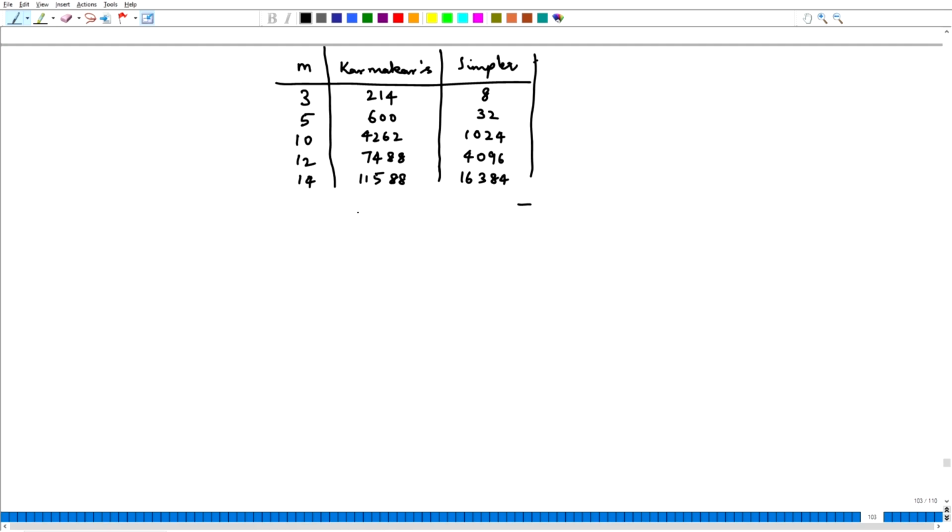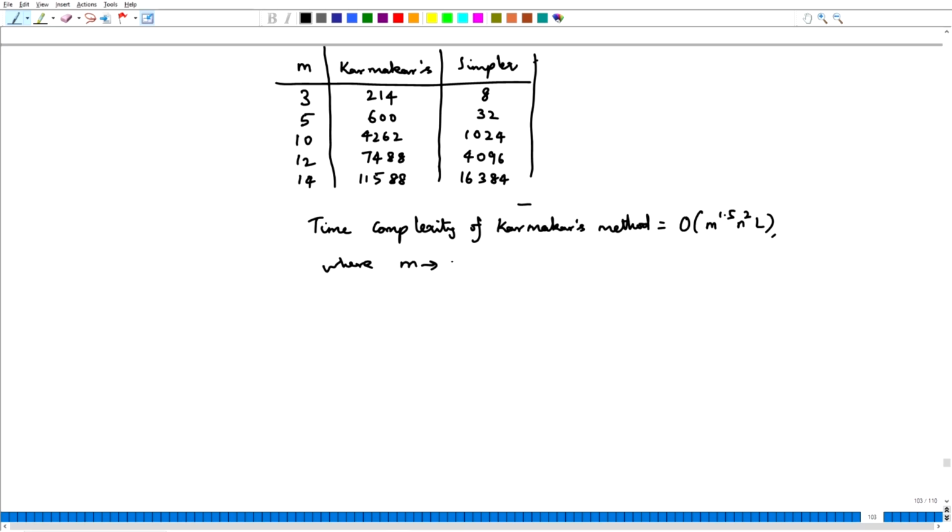And Karmarkar's algorithm is said to follow a time complexity, so the time complexity of Karmarkar's method in the worst case is given to be O of m power 1.5 n squared into L, where m is the number of constraints, n is the number of variables, and L is the number of bits as input.